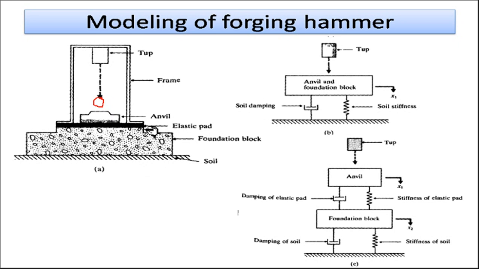So let us represent the simplest mathematical model, that is a single degree of freedom model, for this particular forging hammer. Here we are considering the stiffness of the soil and damping of the soil. We are going to represent the damping of the soil by a damper, and the stiffness of the soil by a spring. And the total mass which is mounted over this soil, that is the anvil mass and the foundation block. And this is nothing but the external excitation force, that is an impact. Whenever the impact is given, this anvil and the foundation block will have some displacement, and that displacement will depend upon the stiffness and damping.